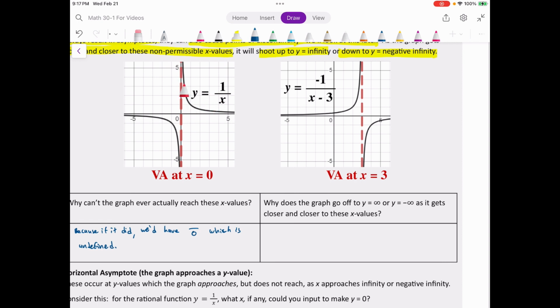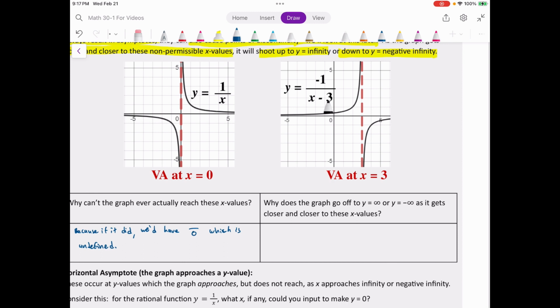So it starts shooting up pretty quickly. Y gets really big there. Same thing if I do it from this side. If x becomes like negative 0.1, y is negative 10. If x is negative 0.0001, y is negative 10,000. I lost track of how many zeros I said there, right? But it gets very big in the negative direction there as x gets closer and closer to 0.